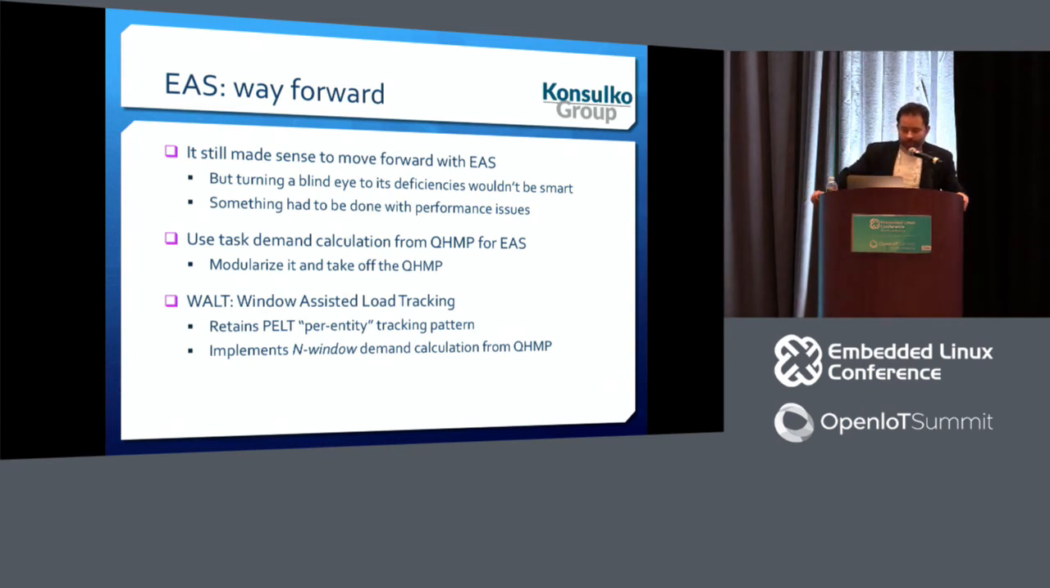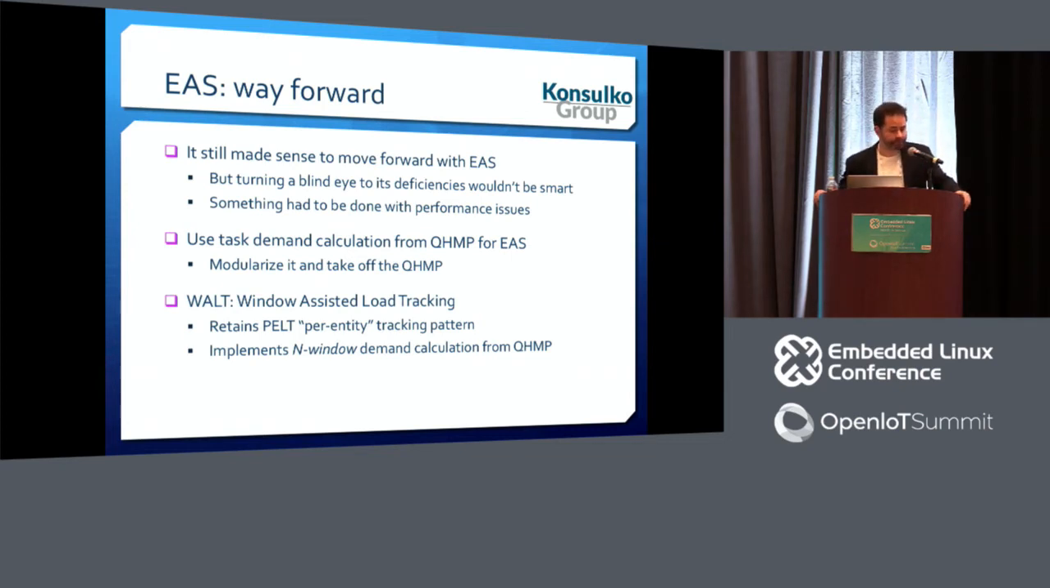Okay, so the way forward for EAS was to move forward with EAS because it's maintainable and the code was a lot easier to learn. And once again, EAS stood the chance of mainlining while QHMP didn't. But what could we do to improve it, to show better results with regard to quality of service? And the answer was, we can use task demand calculation from QHMP. So we can take it out of QHMP and use it as a separate module replacing PELT.